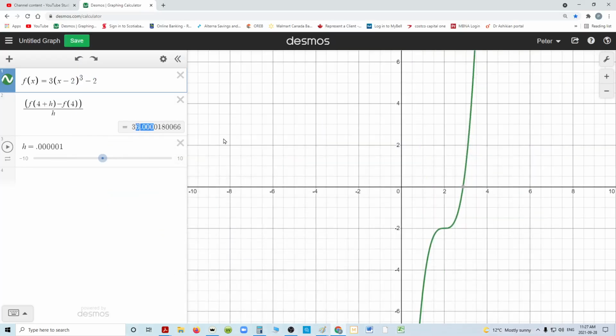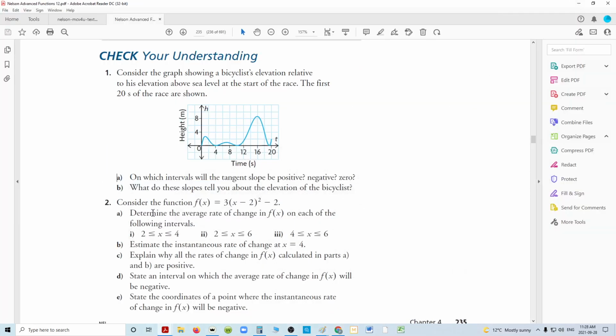Okay, let's get back to it. This was squared. That's why I got the wrong answer at first. Estimate the instantaneous rate of change. I did 12. Explain whether the rates of change in f(x) cut in part A and B are positive.